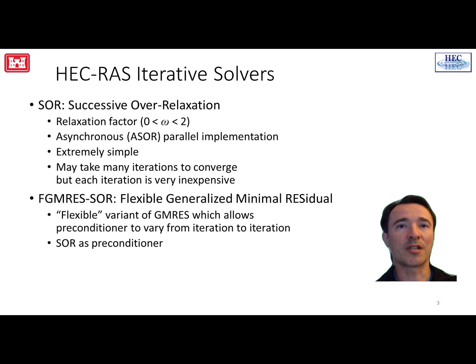The second option is the FGMRES SOR solver. FGMRES stands for Flexible Generalized Minimal Residual. This flexible variation of GMRES allows for the preconditioner to vary from iteration to iteration. We tried several preconditioners, including some incomplete lower-upper preconditioners, and SOR tended to be the fastest.